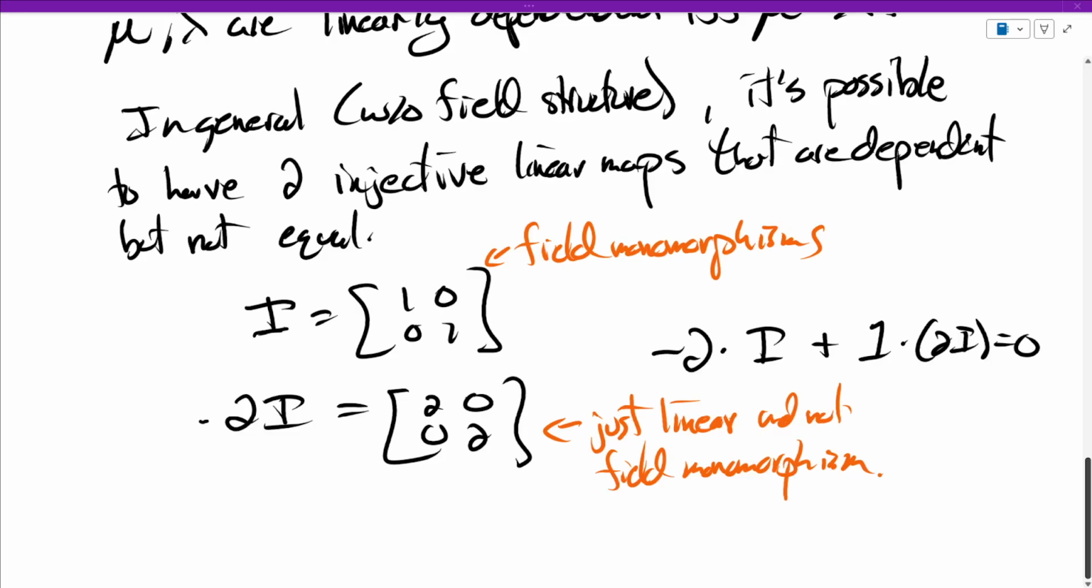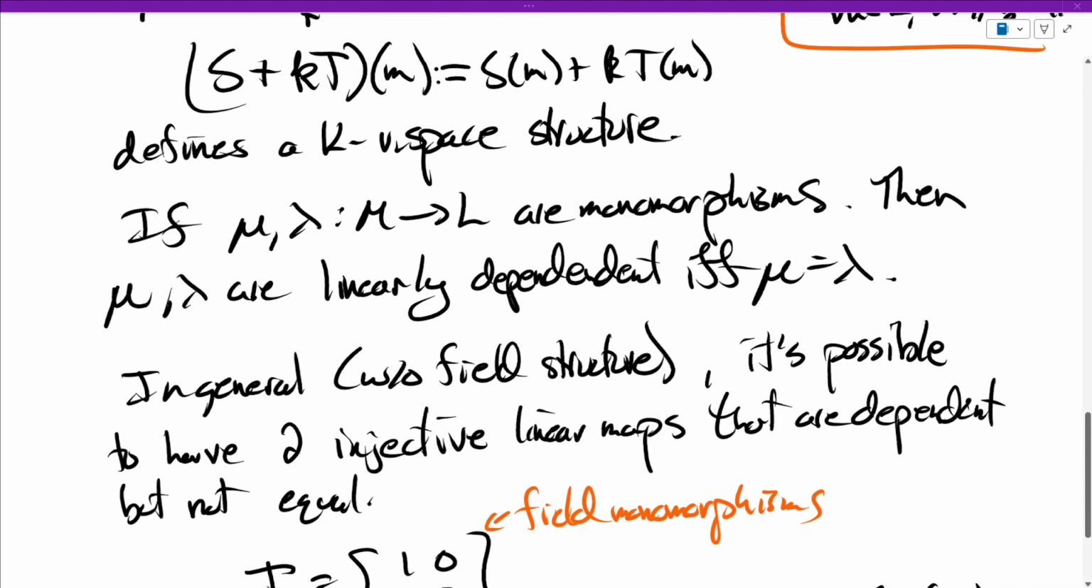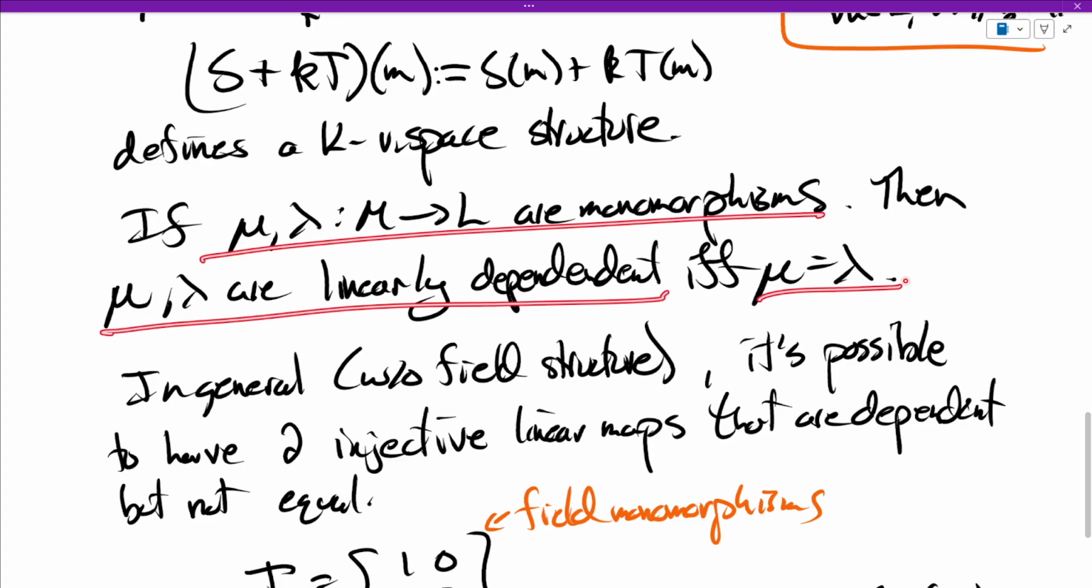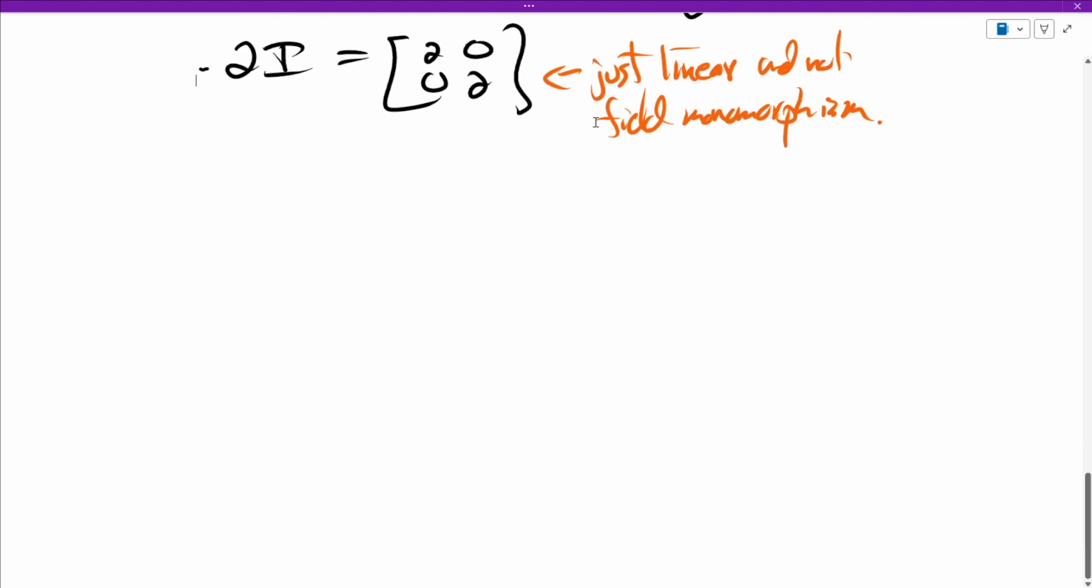All right, so we were talking about when n equals 2, if we have two monomorphisms that are linearly dependent, then they must actually just be equal on the nose. Okay, you can't have one being a multiple of the other. So let's prove that. So, proof when n equals 2.